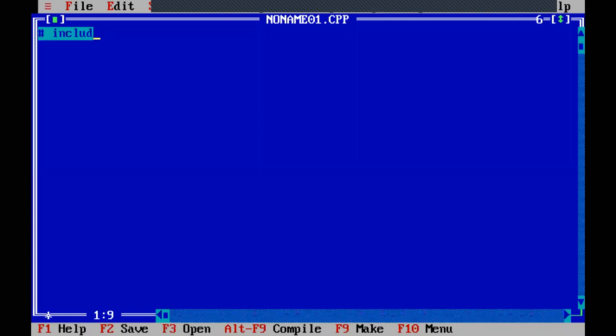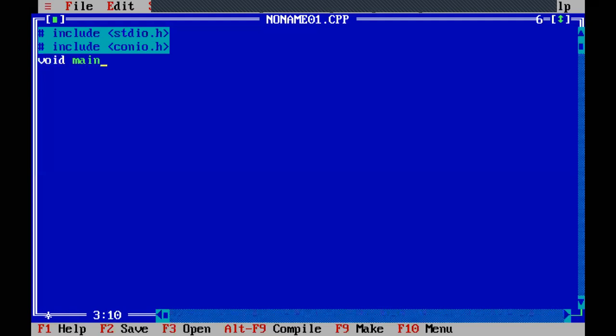So hash include stdio.h. Whenever you are using online compilers, no need to write conio.h. But here I am using Turbo C, that's why I am writing conio.h. With online compilers, no need to write it. Don't write conio.h, because it is not required.